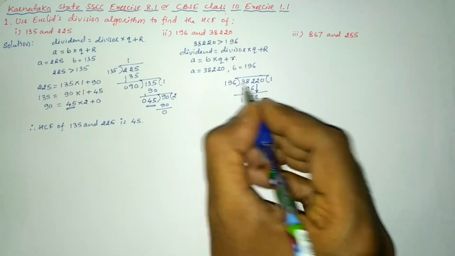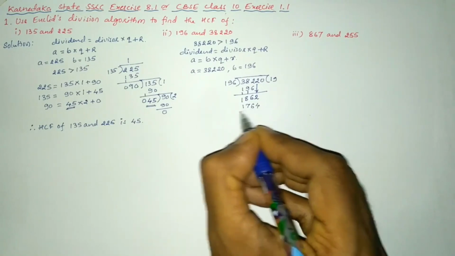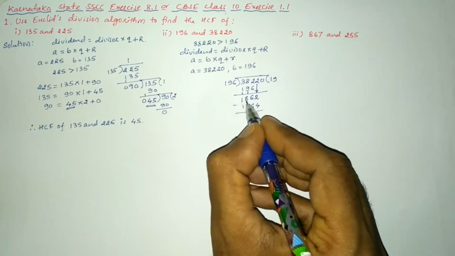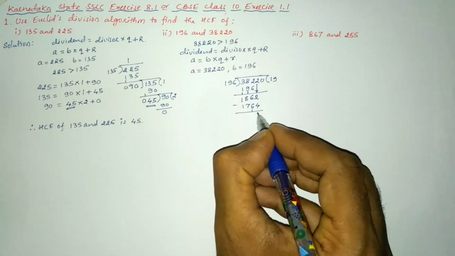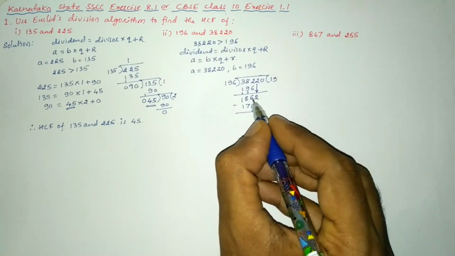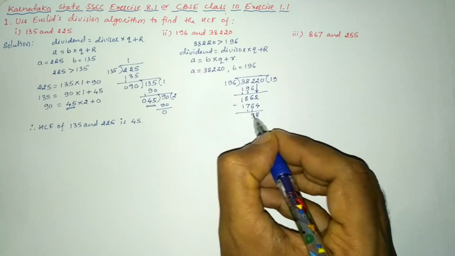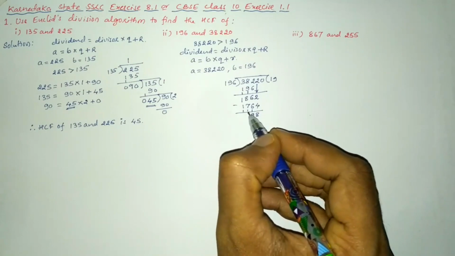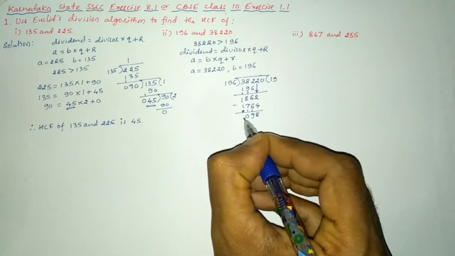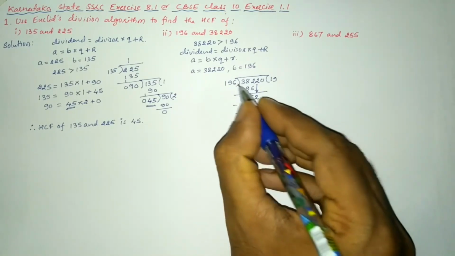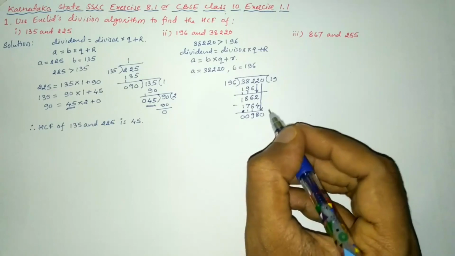So it will become 1862. Now 196 nines are 1764. Now let us subtract this one from 1862. So let us take carry. So 12 minus 4 gives us 8. Next, let us take carry. 16 minus 7 gives us 9. And here, no need of taking carry. 8 minus 8 is 0. 1 minus 1 is also 0. Now 98 is less than 196. Now bring this 0 down here. So now it will become 980.